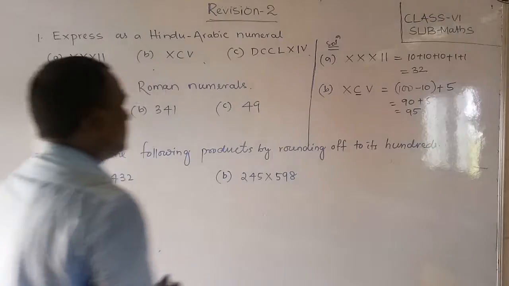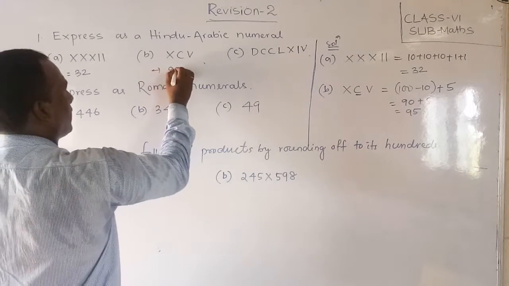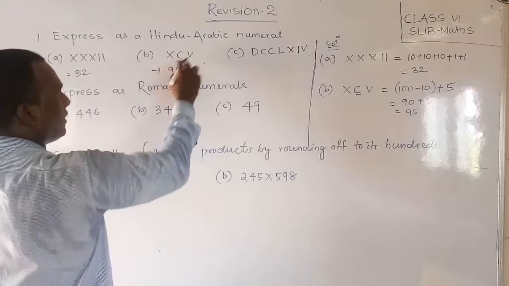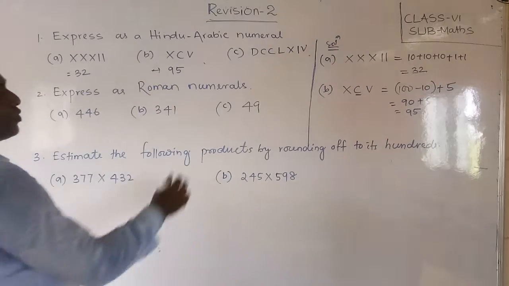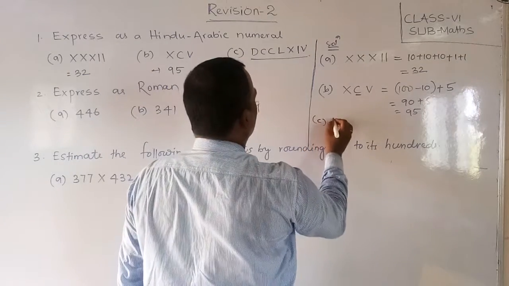Similarly, students, this answer: how much came, students? 95. So this answer is 95. XCV means 95. Okay, so now we'll go for this one. Students, see.